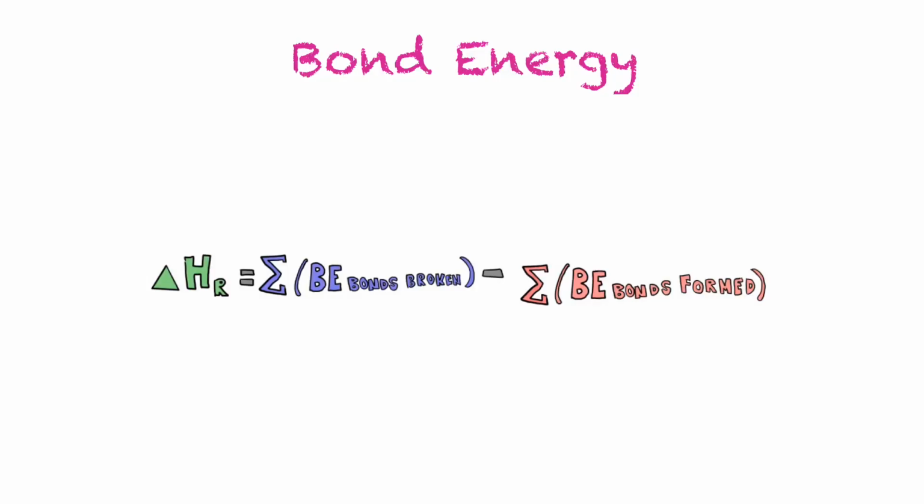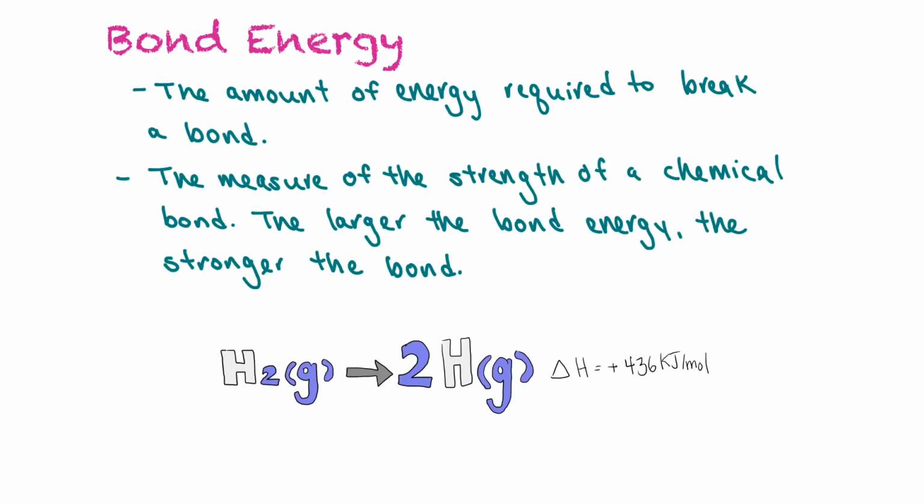In this video, we're going to learn how we can use the bond energy to determine the heat of a reaction. Bond energy is the amount of energy required to break a bond, and it's the measure of strength of a chemical bond. So the larger the bond energy, the stronger the bond. In this example, we have hydrogen gas being broken into two hydrogen atoms, and the heat of that reaction is 436 kilojoules per mole, and it's an endothermic reaction.